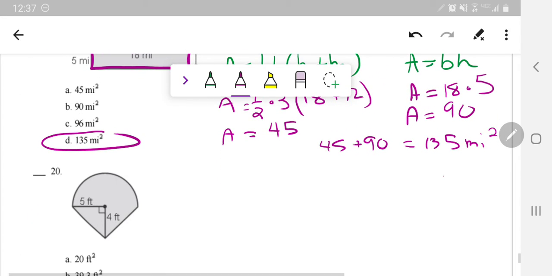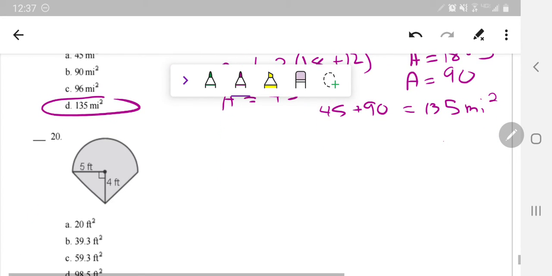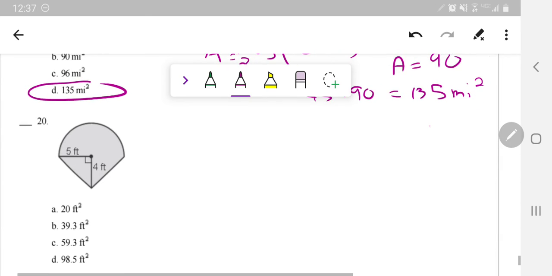Oh, hi, honey. All right, that's my little girl. She wanted to do some math. She just loves math. All right, number 20.